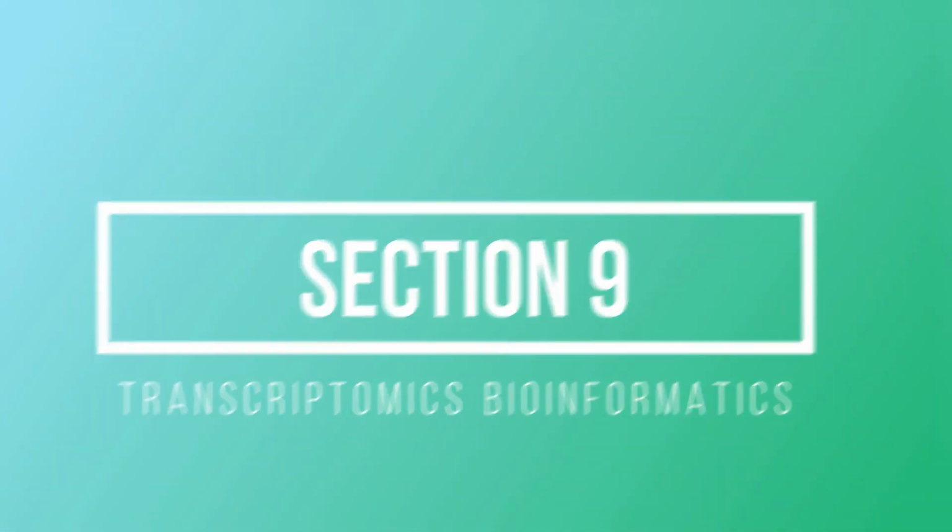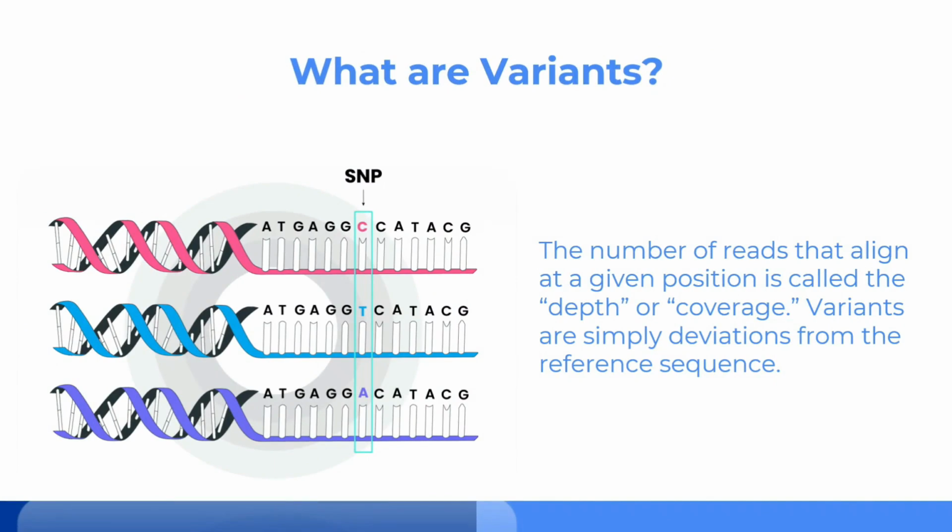So starting the basic introduction, what are variants? The number of reads that align at a given position is the depth or coverage. So what is depth or coverage? When analyzing NGS data, we get the reads file. A read count at a position is called the depth or coverage.